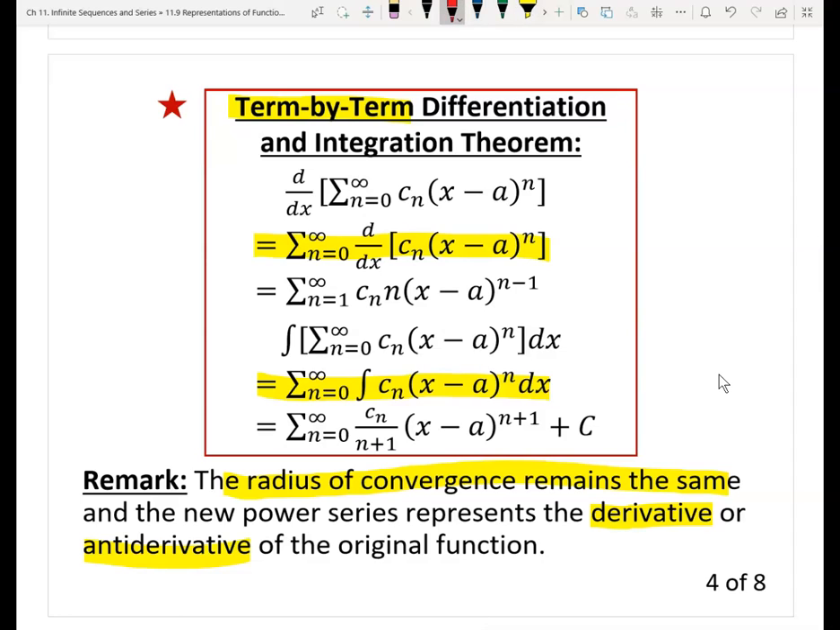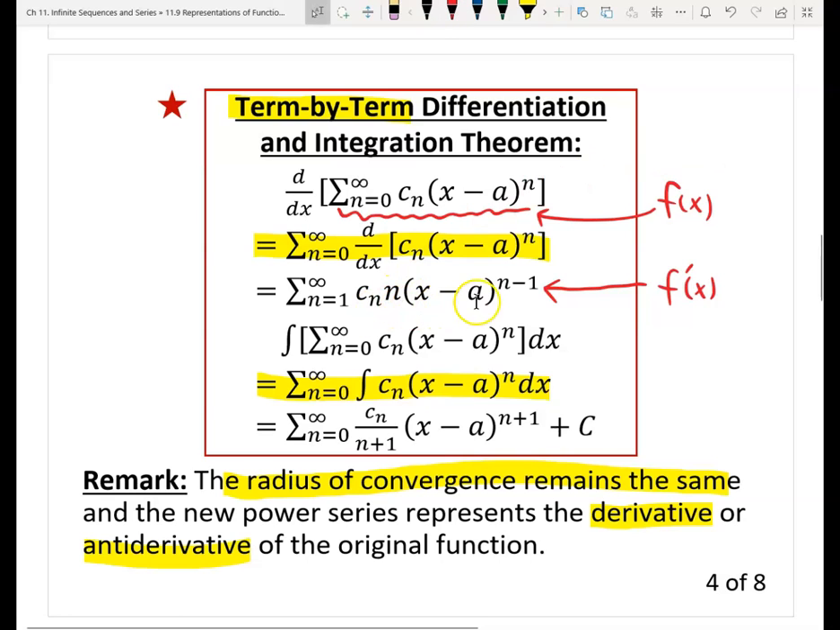Let me set this up. If this is the original, we say f(x). The first formula gives us, if we need to find the derivative of the original, the final one equal to here. And the derivative of f(x) is the new power series, right? Therefore, the new power series represents the derivative of the original power series or the original function.